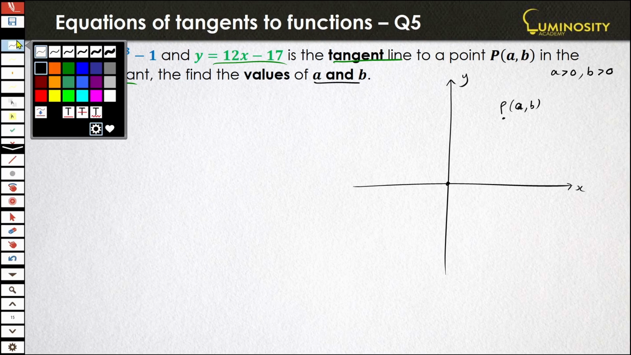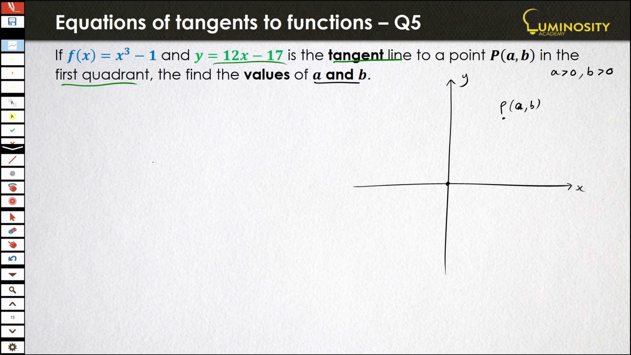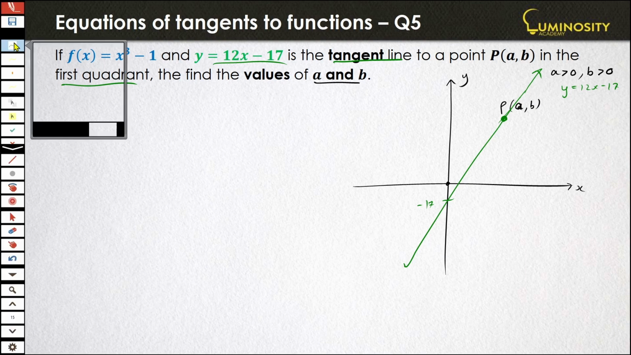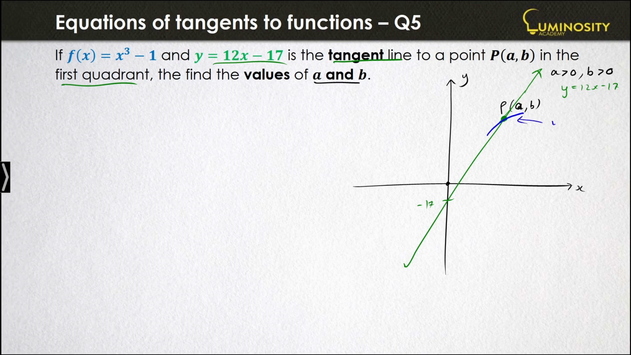Okay, more so over at that point, there is a tangent line, and it has the formula y equals 12x minus 17. So it goes down something like this. You can imagine minus 17 is somewhere down there, and it goes up like that. So that is the equation of the tangent line at that point P(a, b). It's got that equation 12x minus 17. And we know the original function, whatever it looks like, so we'll just draw a small section there, and that function f of x equals x cubed minus 1.